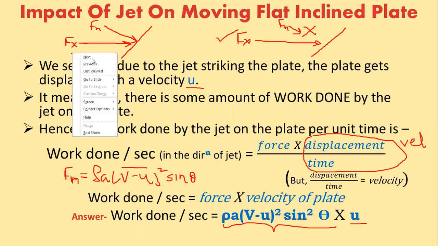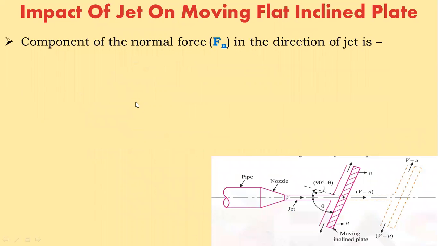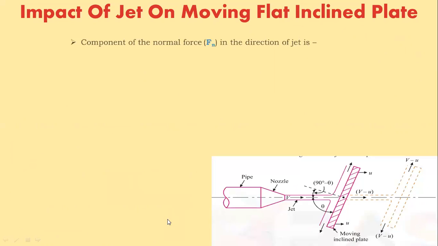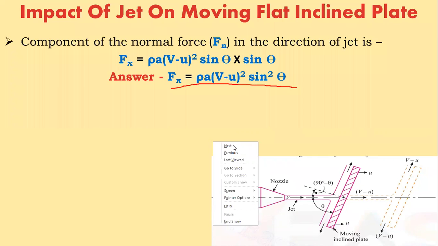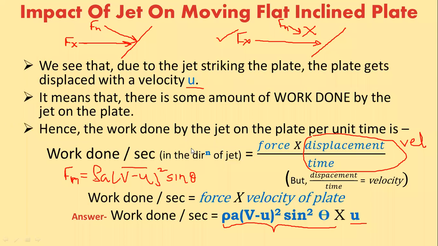So we are going to consider Fx, not Fn. Fn has this formula, but what is the formula for Fx? Rho a v minus u whole bracket square sin square theta. So this formula of Fx we are going to use because this denotes the force in the direction of the jet, or the x direction. So that is why we have taken Fx here.